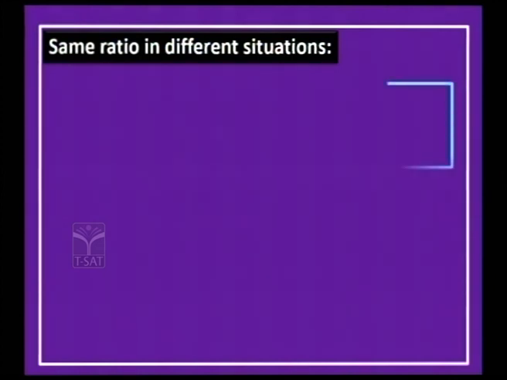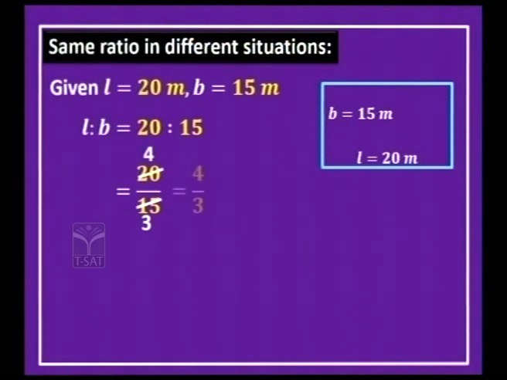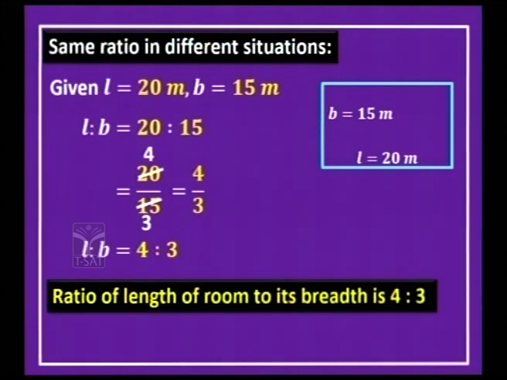Now let us take an example of the same ratio in different situations. Let us see. I have taken a rectangle with length 20 and breadth 15 meters. Now what is the ratio of length to breadth? Yes, 20:15. I can write it as 20/15, and I am cancelling with 5. That goes 3 times in 15 and goes 4 times in 20. So we get 4/3. So L/B is how much, children? 4:3. So the ratio of the length of the room to its breadth is 4:3.